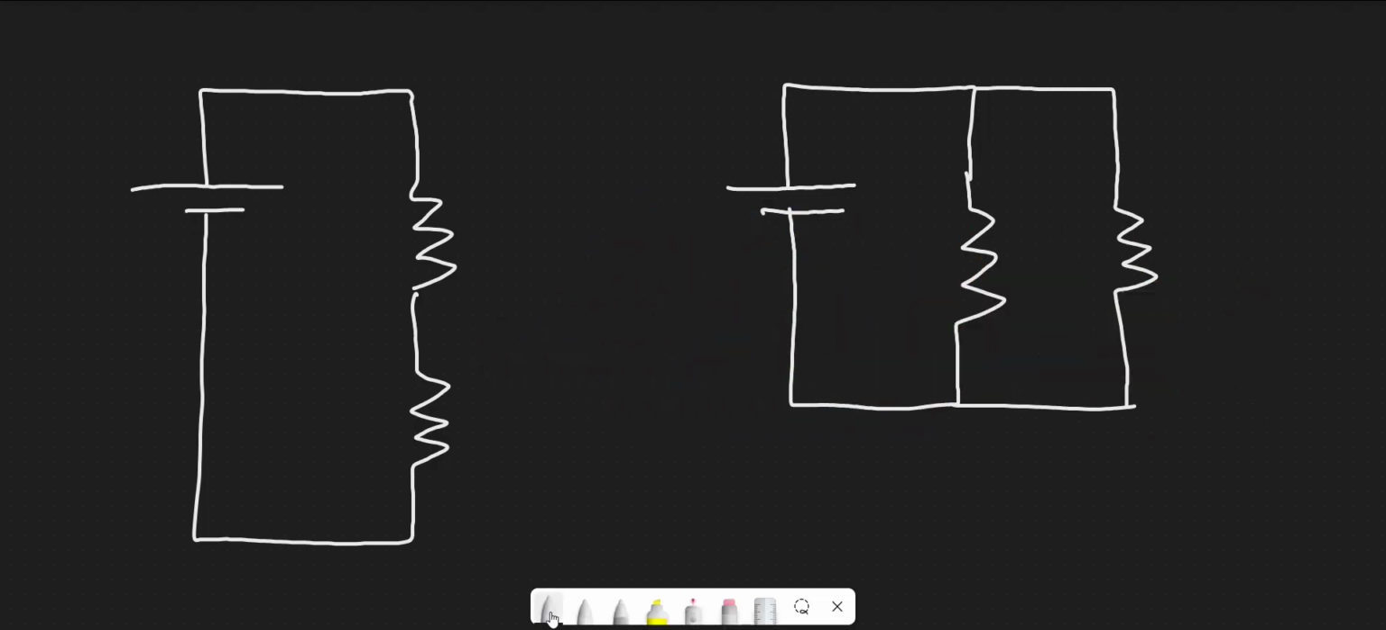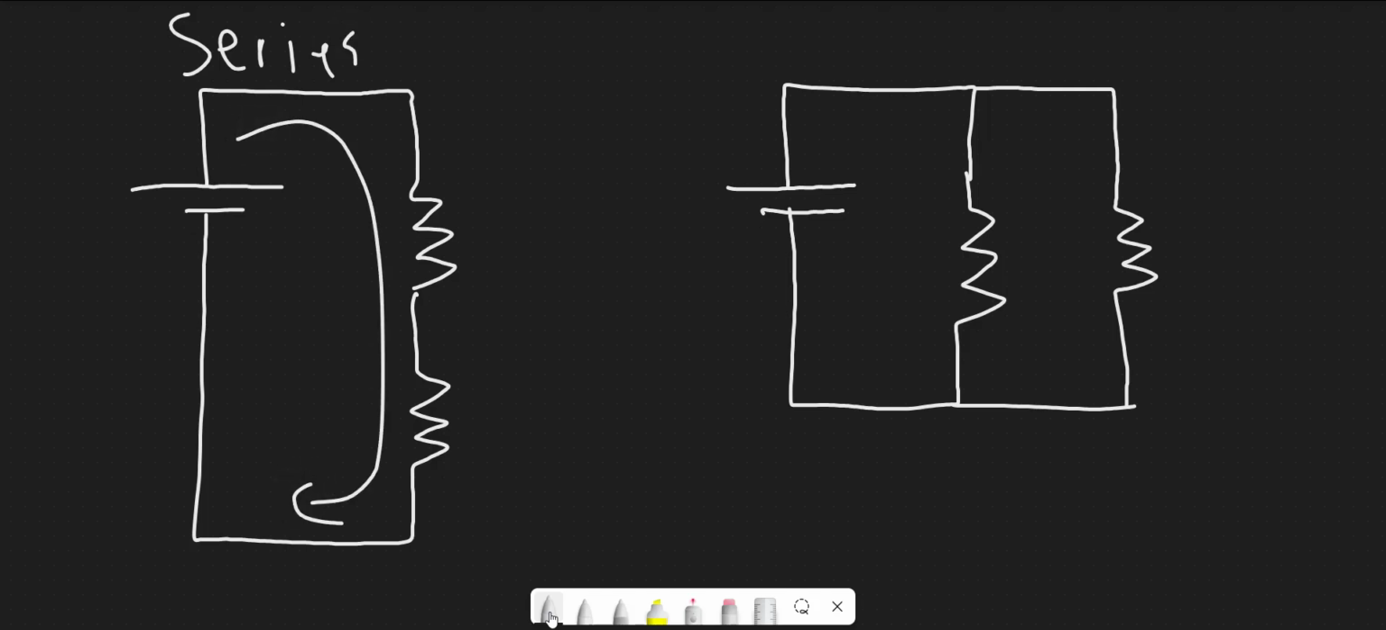So I have two circuit drawings. The one on the left is called a series circuit. And the reason for this is because in a series circuit, current can only flow in one direction. It leaves the battery right here. Let's just pretend this is a 9-volt battery. It's going to leave the positive terminal and travel clockwise around the circuit like this and make its way back to the negative terminal.